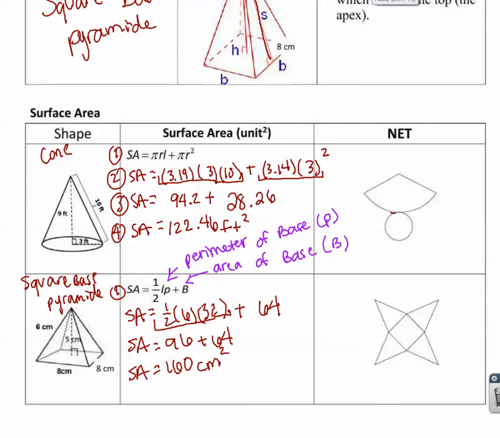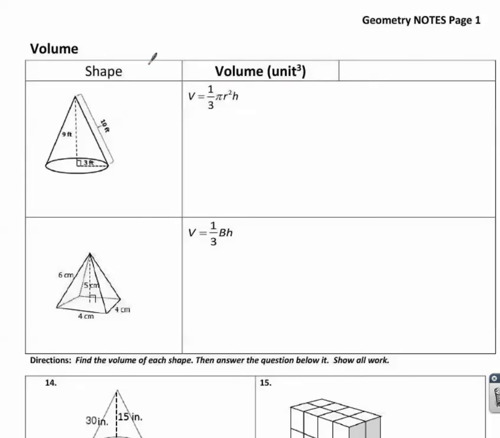Let's move on to volume. Turn the page till you see the volume of cones and square-based pyramids. Here's your cone and your square-based pyramid. Remember, to find the volume of something, it's basically to fill it up. So if you were in a word problem and you had to fill up a figure, that is going to lean towards volume.